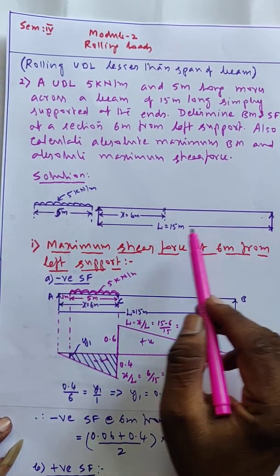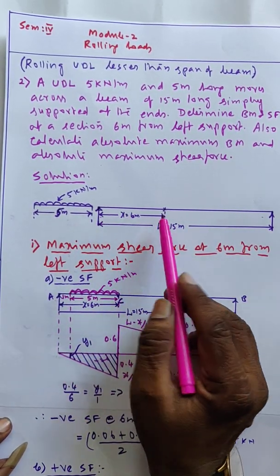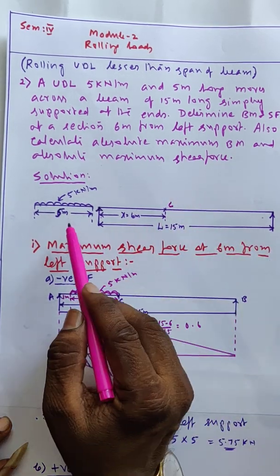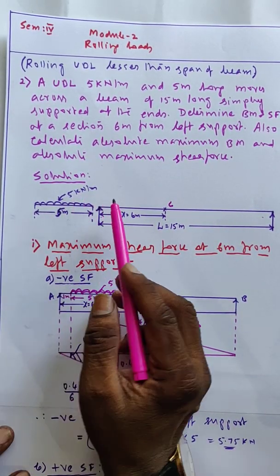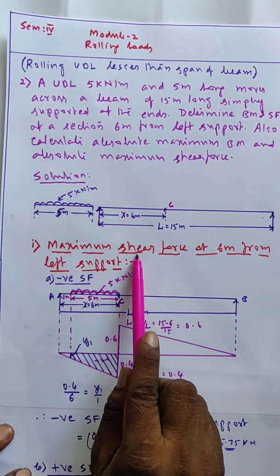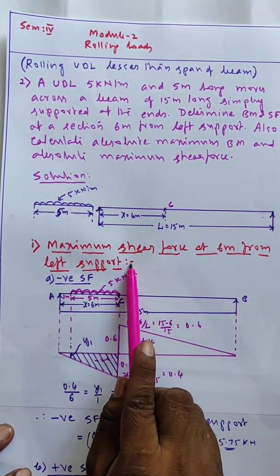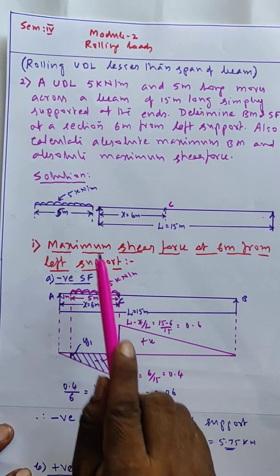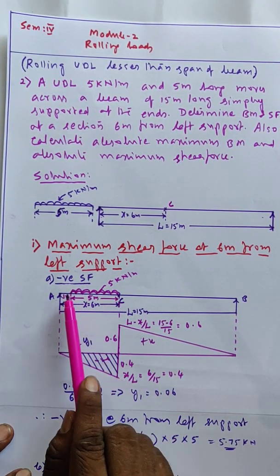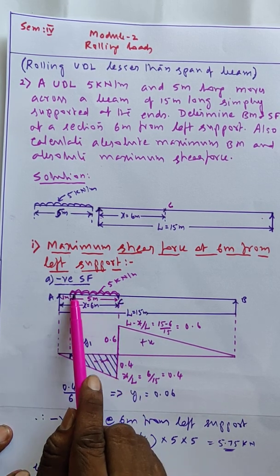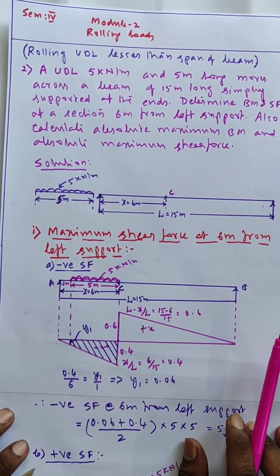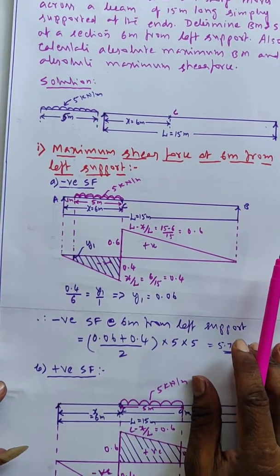Span of the beam is 15 meter. The section given, C, is at a distance of 6 meter from left support. Length of the UDL is 5 meter. Intensity is 5 kN per meter. Now we will calculate maximum shear force at 6 meter from left support. For getting maximum shear force, we have to keep the UDL left of C. 5 meter means totally 6 meter, the UDL comes inside. Therefore, then we draw the ILD for shear force.